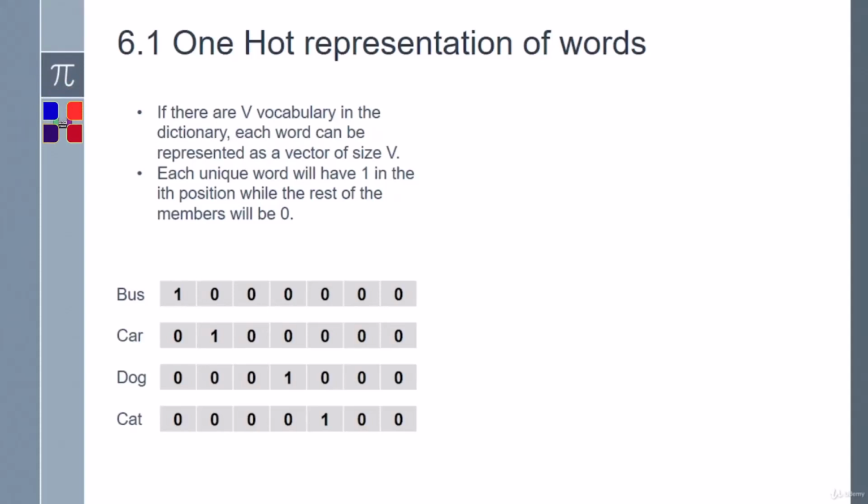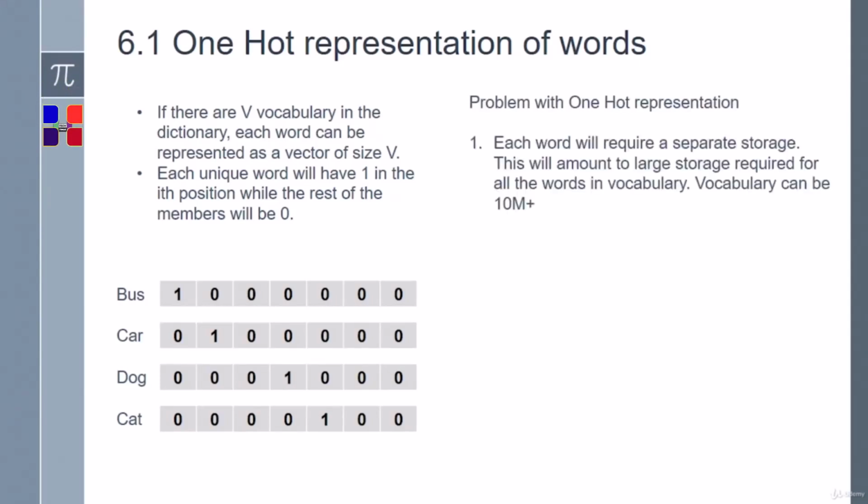So for example, let's say there are only 4 words in a dictionary: bus, car, dog and cat. They could be represented like this, where just one of the bits is on and the rest are set to 0. And that's how the entire vocabulary could be represented. So this is very simplistic, but there is a problem. Each word in the dictionary will require a unique representation. It will require different storage. Assume the vocabulary has 10 million words, then you need a vector of 10 million values. So basically you need a very complex and lengthy vocabulary matrix to handle this.